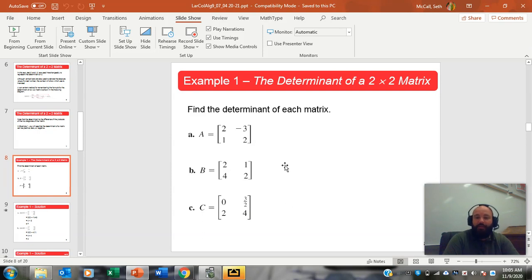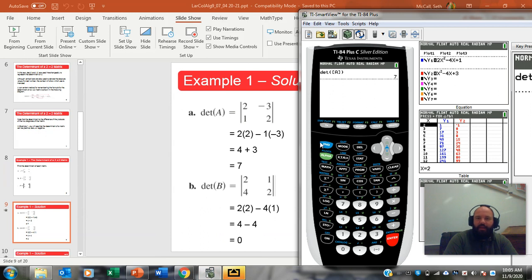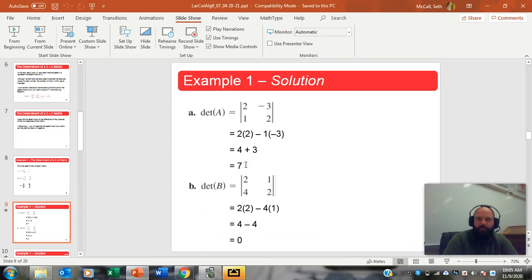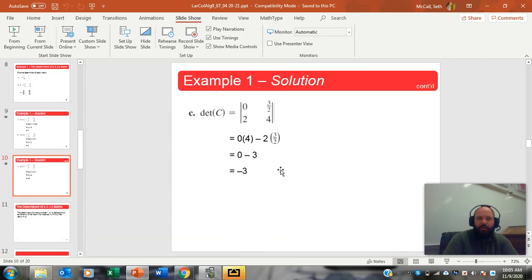Now, if the matrices get bigger than 2 by 2s, it is much, much, much easier to use your graphing calculator. I actually don't ever show students how to do anything bigger than a 2 by 2 by hand because it's pretty complicated. So as you can see, we said it was 7. You can see right here we got 7 for A, and for part B it was 0, as I said, and then part C it was -3.